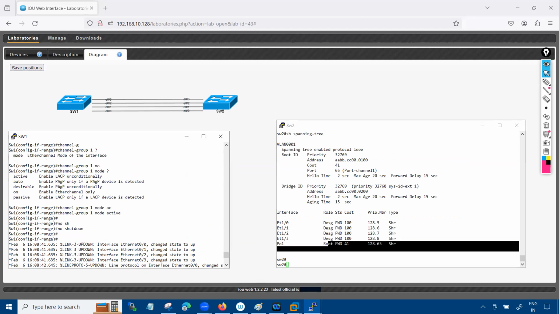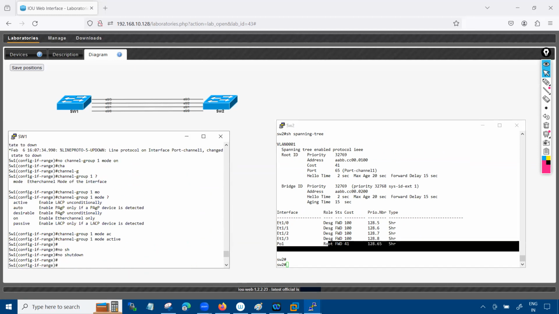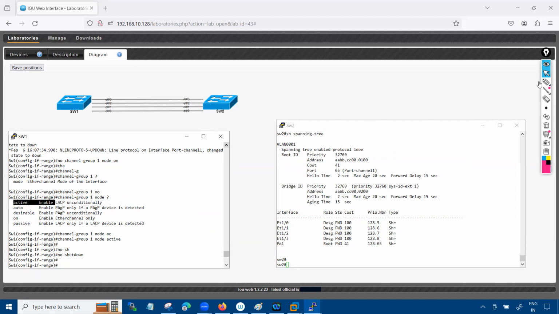Simple command, you just need to identify, right? One side is active. So I just did active on this switch 1, right? And on switch 2, I did passive over there. So you can even use the active scenario on both sides as well. That's not a big deal.